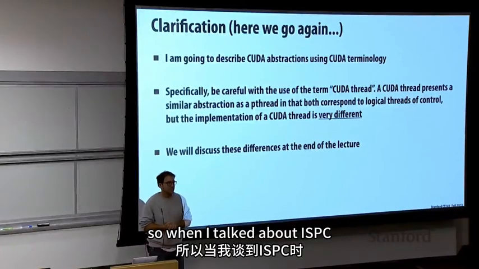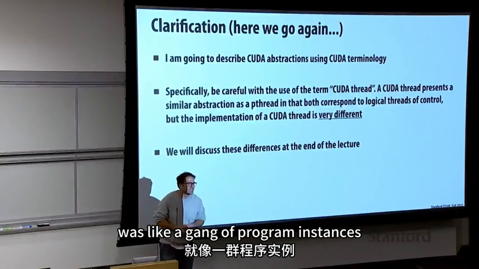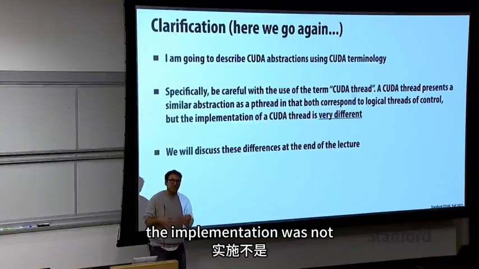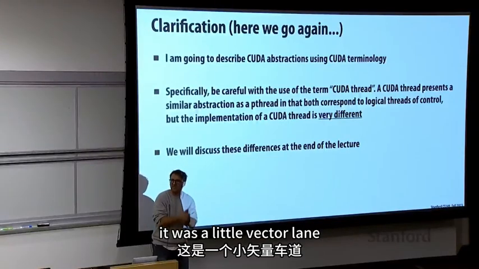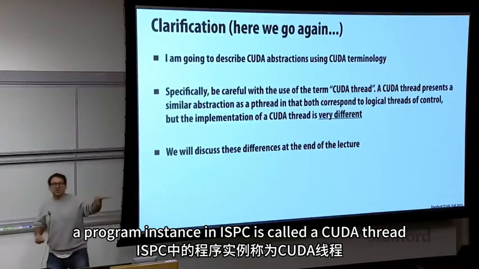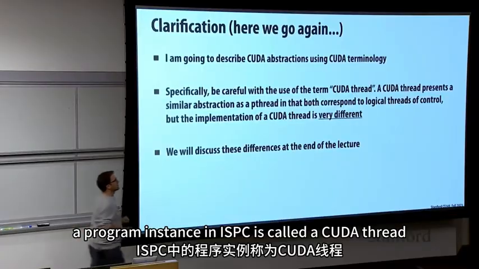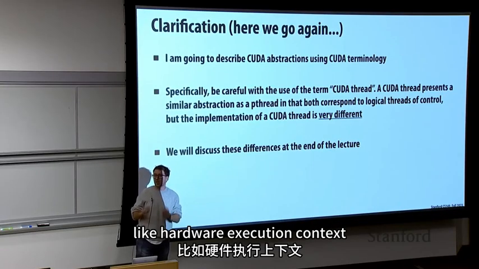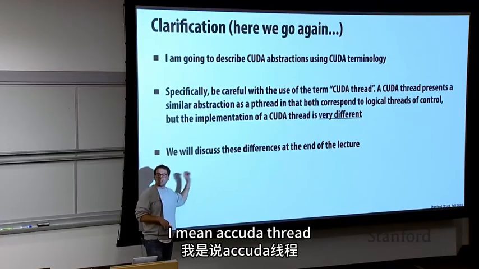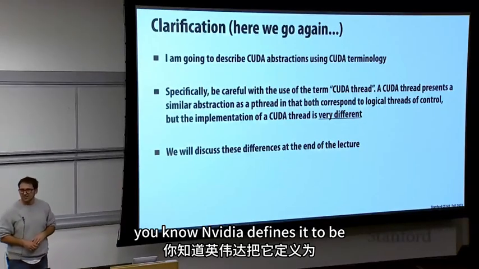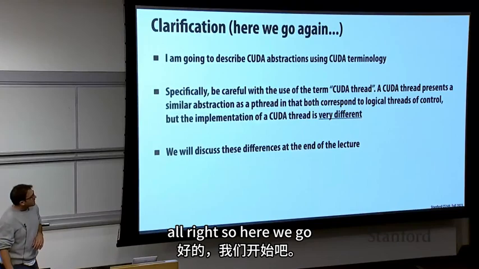So when I talked about ISPC, remember I said there was a gang of program instances, and you thought about program instances as a thread logically, but you knew under the hood the implementation was not a hardware execution context, it was a vector lane. In CUDA, what a program instance in ISPC is called is a CUDA thread. So when I say thread in this lecture, unless I'm being careful to say hardware execution context, I mean a CUDA thread. And a CUDA thread is whatever NVIDIA defines it to be. Okay. All right. So here we go.